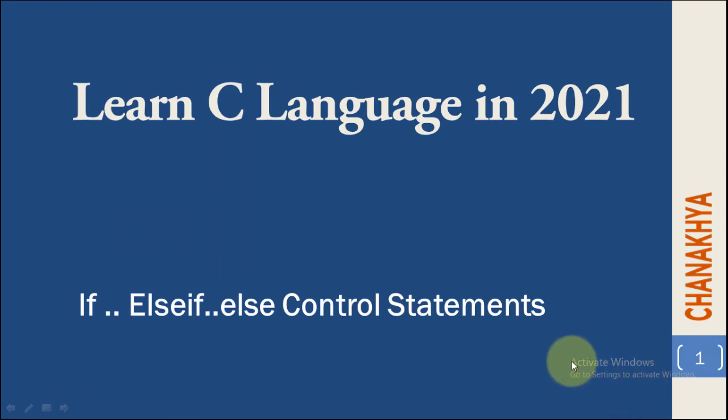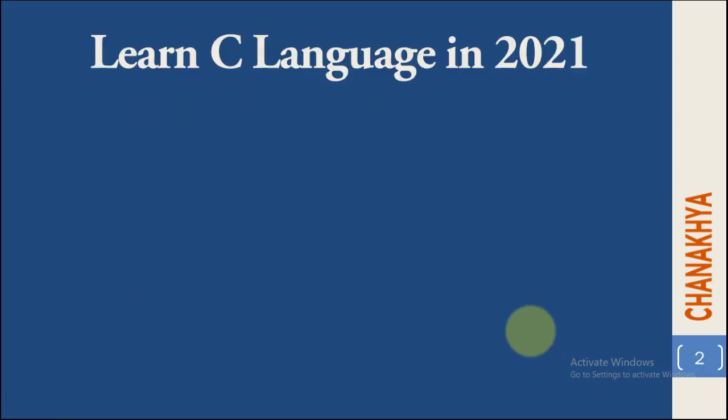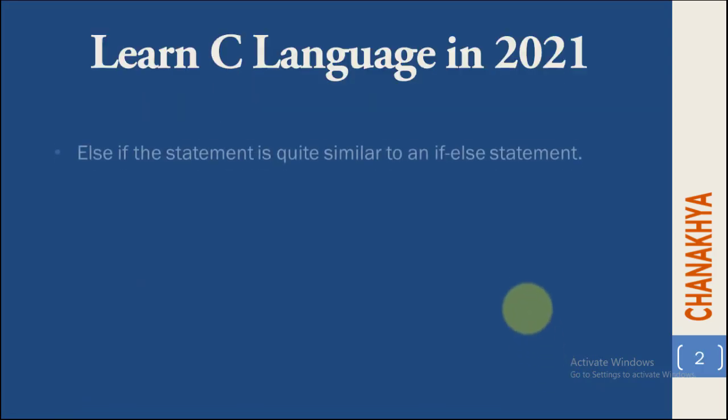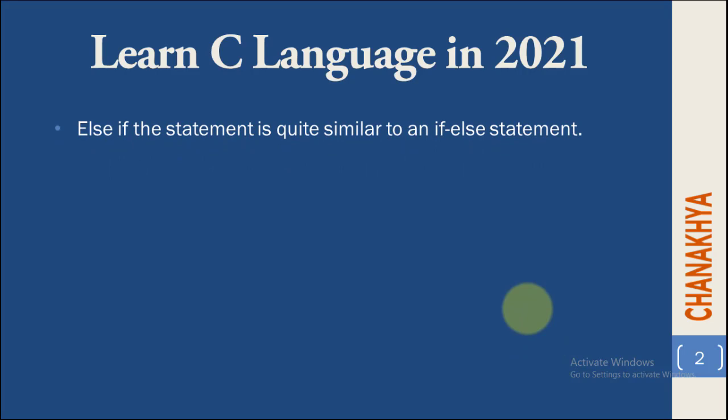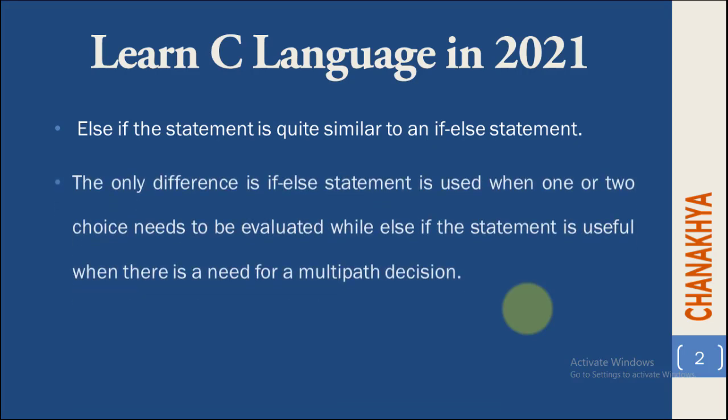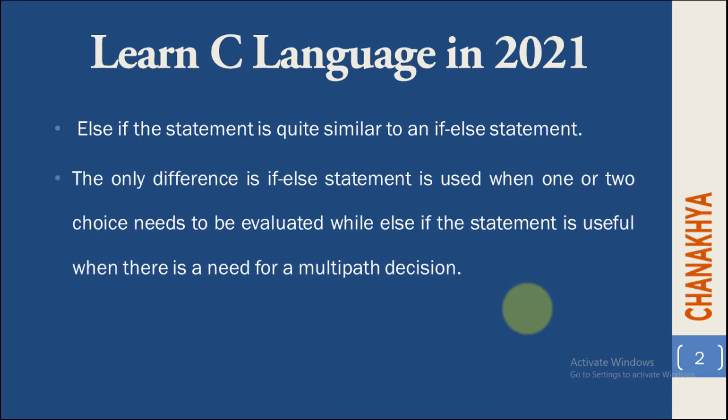So here in this video I'm just going to explain how to use the else if control statement in C programs. First of all, we need to understand what the else if statement is. The else if statement is quite similar to an if else statement. The only difference is that the if else statement is used when we have to make one or two choices or two decisions, whereas the else if statement is used when there is a need for a multi-path decision, or we can say that we have to take more than two decisions.